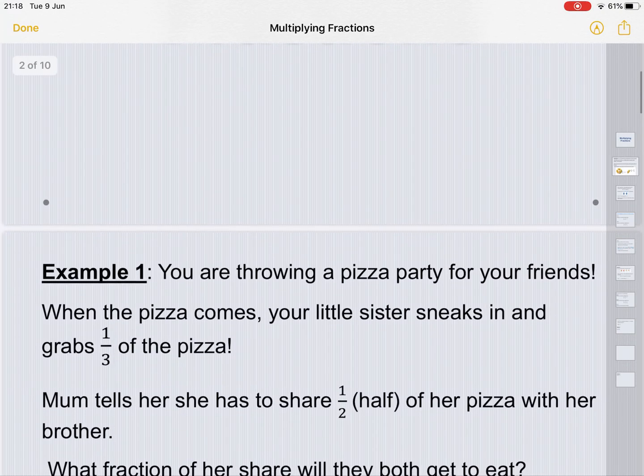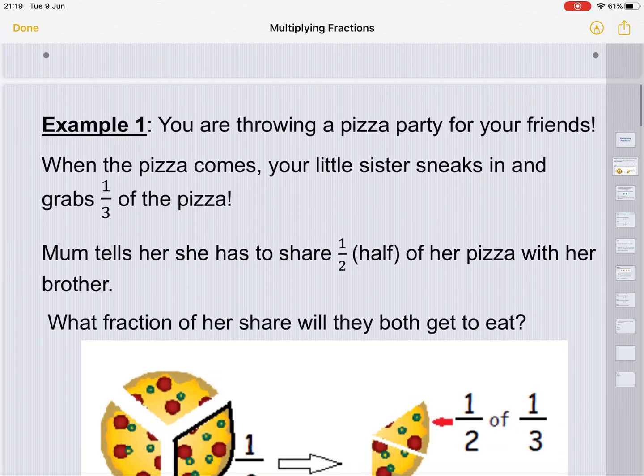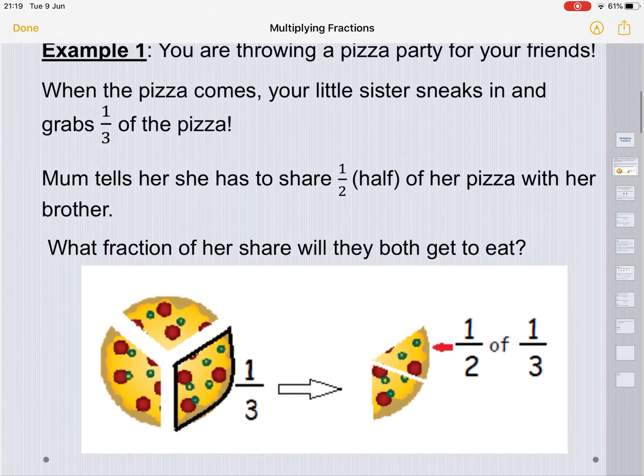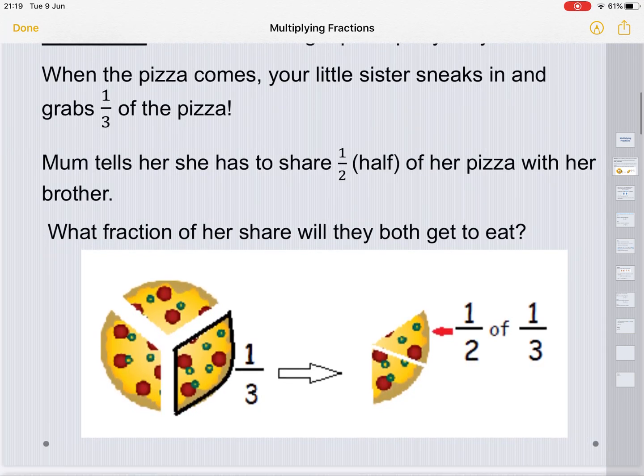Let's evaluate and discuss this situation in example 1. You are throwing a pizza party for your friends. When the pizza comes, your little sister sneaks in and grabs 1/3 of the pizza. Mom tells her she has to share 1/2 of her pizza with her brother. What fraction of her share will they both get to eat? Alright?